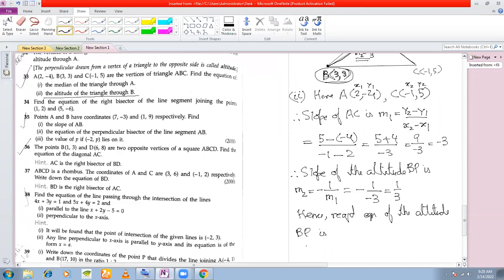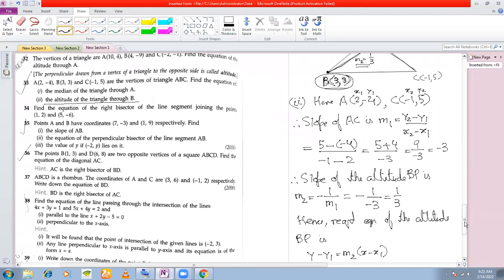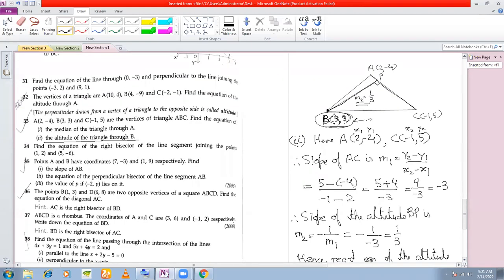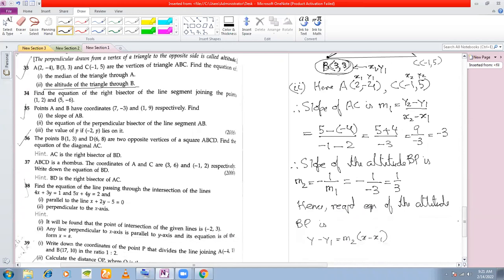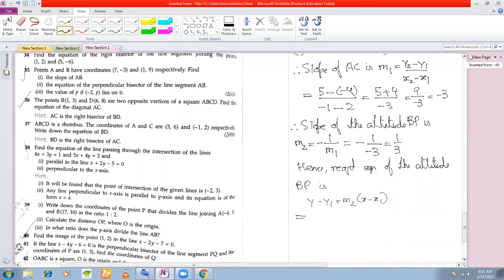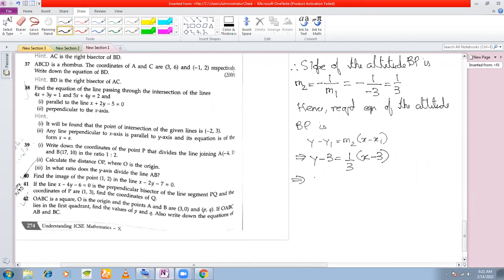is y minus y1 is equal to m2 into x minus x1. Now, which one is your x1, y1? This time, this one is your x1, y1, right? So x1 is 3 and y1 is also 3 and m2 is 1/3. Put the values here. Y minus 3, x1, y1 both are 3. What is the value of the slope we have got? 1/3. And x1 was also 3, right? So now you can simplify this to get your equation.